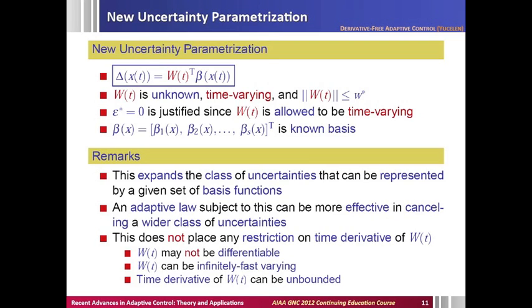So this is the first difference. And also an adaptive law subject to this relaxation can be more effective in canceling a wider class of uncertainties, basically what I mean by time varying uncertainties that can be changed rapidly. And once again, this does not place any restrictions on the time derivative of W of t. It may not be differentiable, it can vary infinitely fast, and we don't have any assumption on the time derivative of W of t.